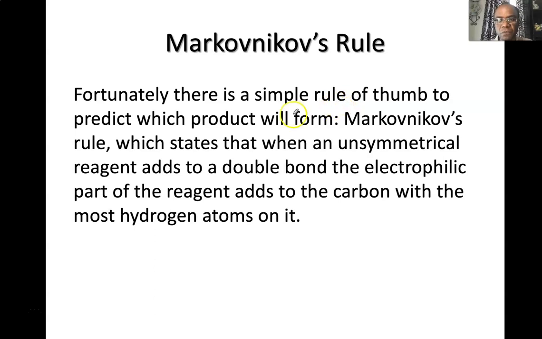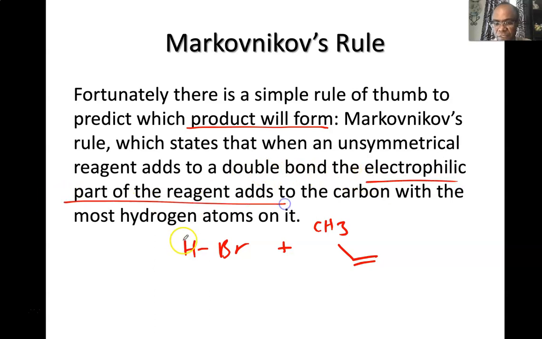So there's a simple rule of thumb to predict which product will be formed in greater amounts. It's called Markovnikov rule, which states that when an unsymmetrical reagent like HBr, for example, adds to a double bond of an unsymmetrical alkene, for example propene, the electrophilic part of the reagent, which happens to be the hydrogen, adds to the carbon with the most hydrogens on it. Electrophiles are usually partially positive or fully positive. The hydrogen here will be partially positive, the bromine will be partially negative because of dipole moments.